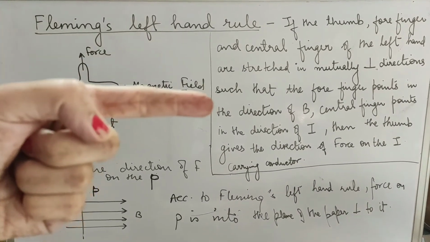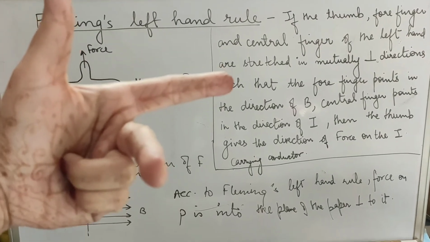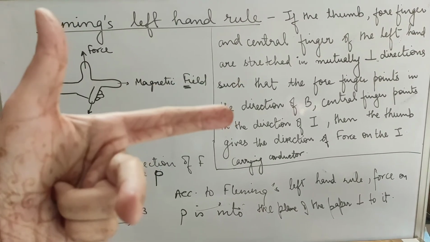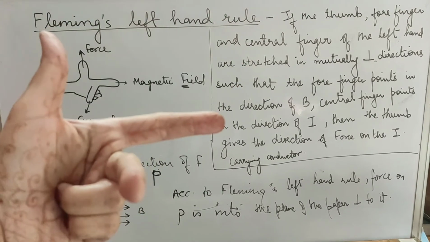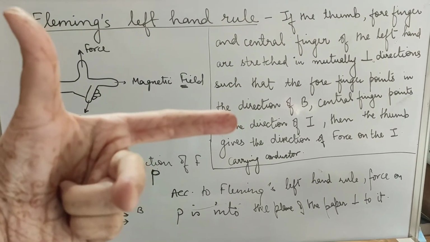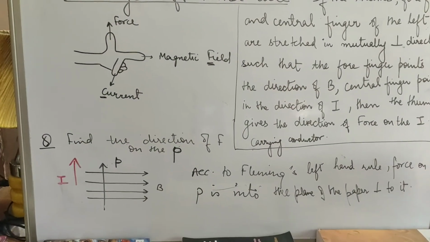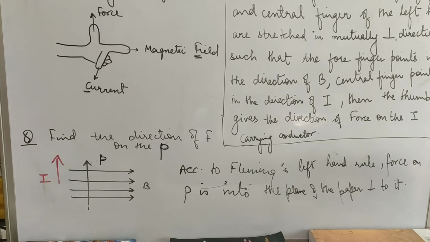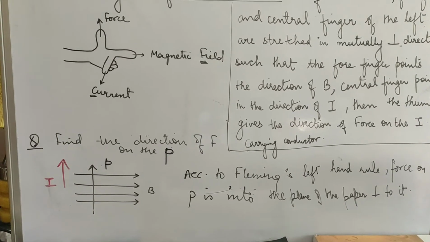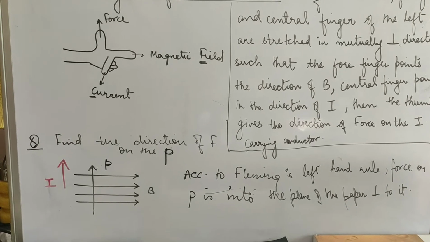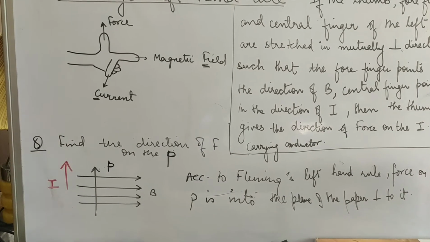So if the thumb, forefinger and the central finger of the left hand are stretched in mutually perpendicular directions such that the forefinger gives the direction of field, the central finger gives the direction of current, then the thumb will give the direction of force. Now we can apply this rule to find the direction of force on charged particles moving in a magnetic field. Like in this question, you had to find the direction of force on this proton which is entering the magnetic field in the direction as shown.